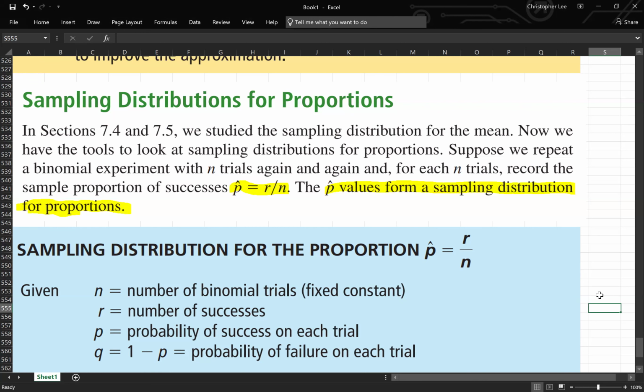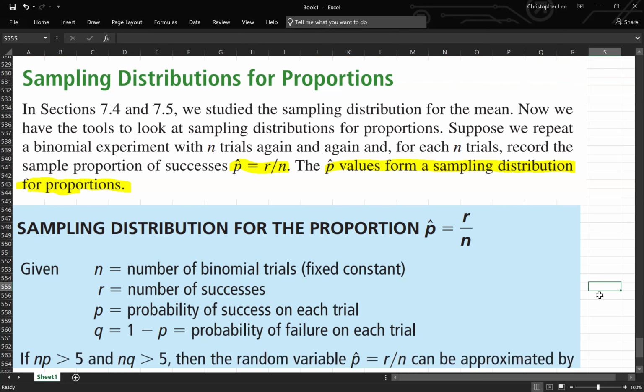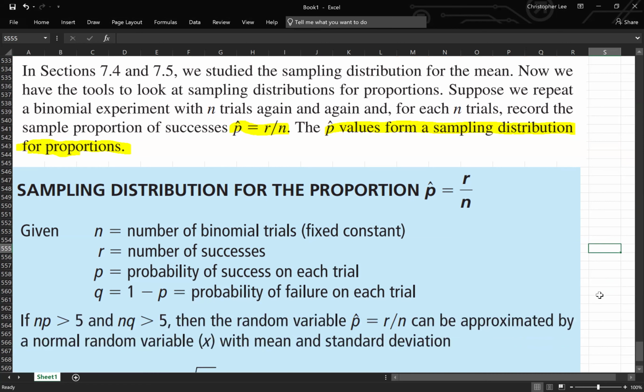All right, look at this. For the sampling distribution for the proportion, p hat is equal to r divided by n, given that n is the number of binomial trials, which is a fixed constant. r is our number of successes. p is our probability of success on each trial, and q is the probability of failure on each trial, which is 1 minus p. Again, all on your formula sheet.